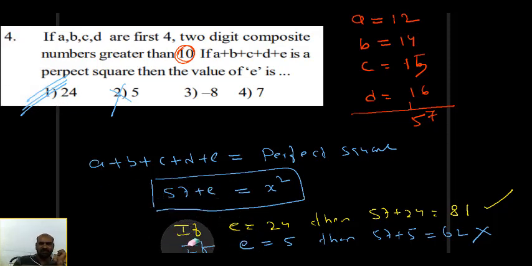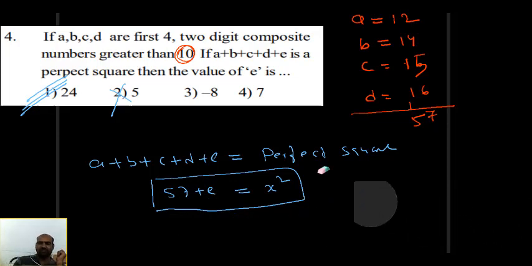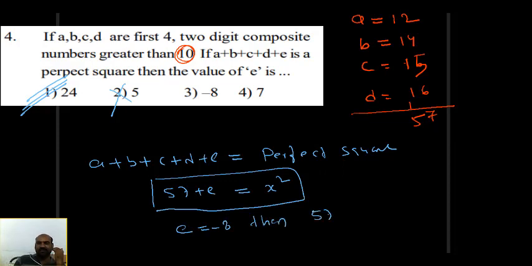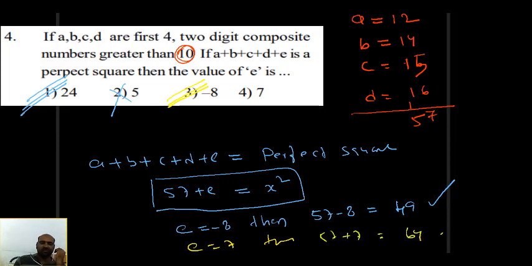Okay. Now, yeah, if E is taken as minus 8, then 57 minus 8 equal to 49, which is a perfect square, means our answer is 3 also. E taken as 7, then 57 plus 7, 64, which is a perfect square. So option 4 also correct. So what I can say, 1, 3, 4 are the answers for the problem.